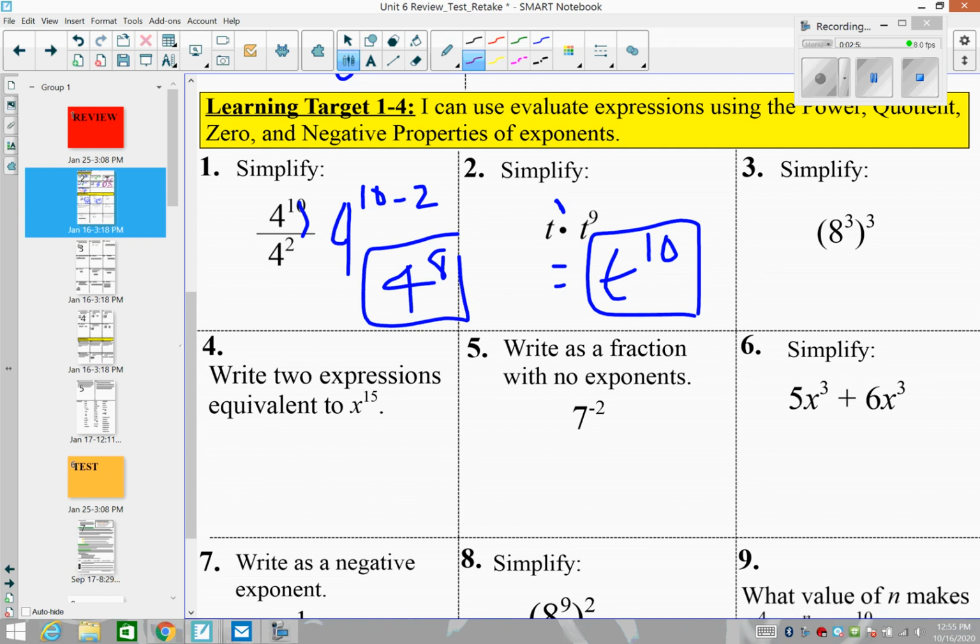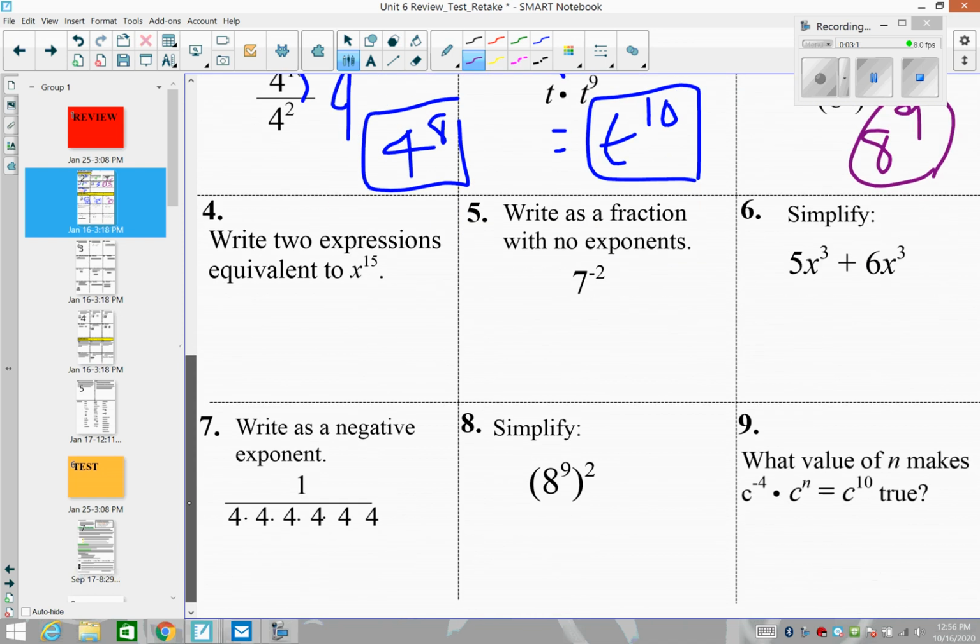Distributive property kicks in here. So we're just going to kind of distribute that exponent. Same base, we got the base here. It becomes 8 to the 3 times 3, or 8 to the 9th power. We're not adding those, we're multiplying those. So we're going to distribute that in, 8 to the 9th power.